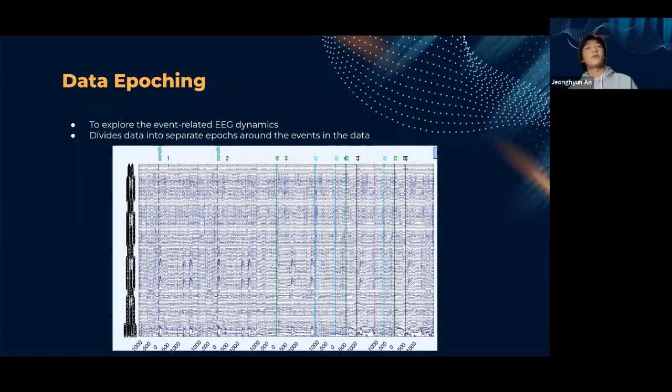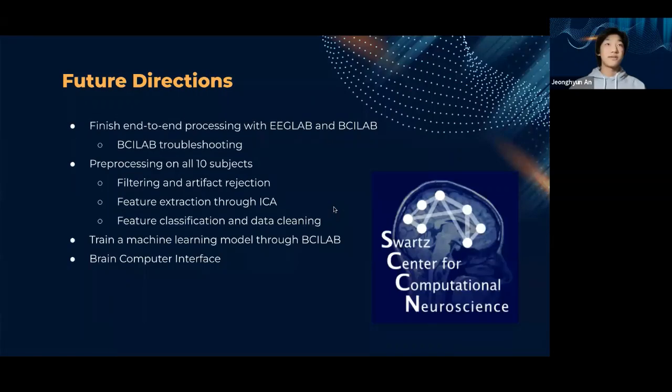Now, talking about what we have planned for the future of our study. We are planning on finishing the entire steps of pre-processing and machine learning training with the first two subjects, just so that we have a full sense of what we have to do, so that most of the troubleshooting happens now instead of later on. And since we already pre-processed the first two subjects, we are working on putting that data on BCI lab, so that we can finally develop a BCI algorithm.